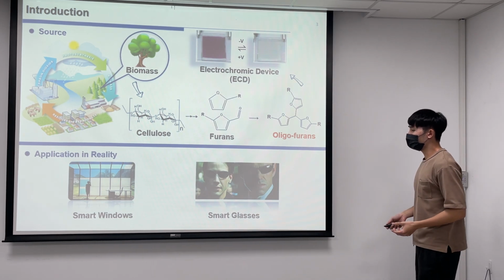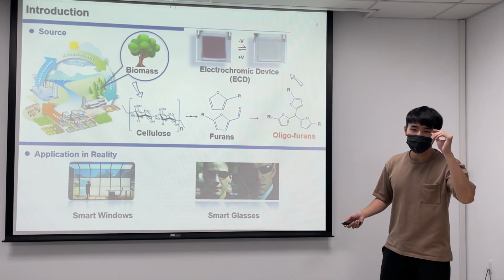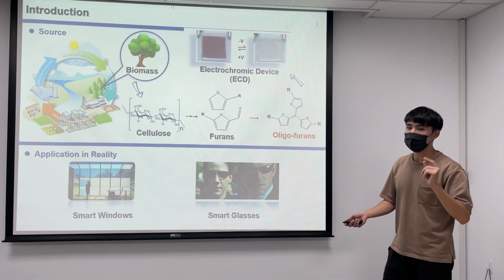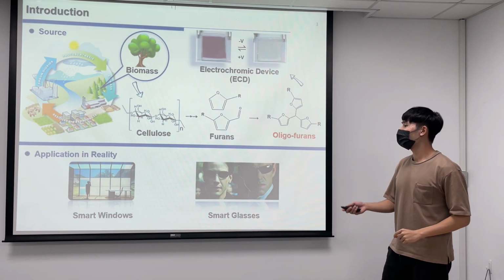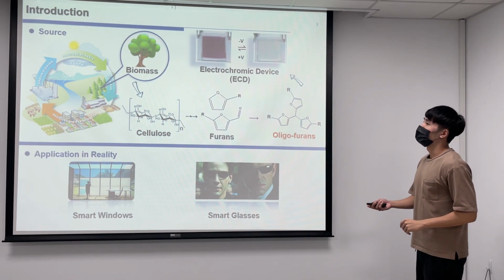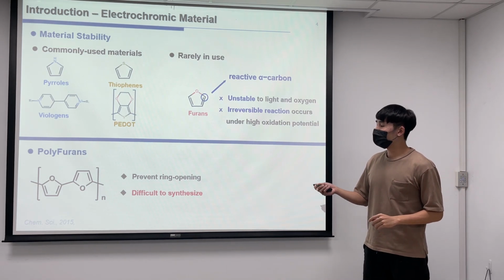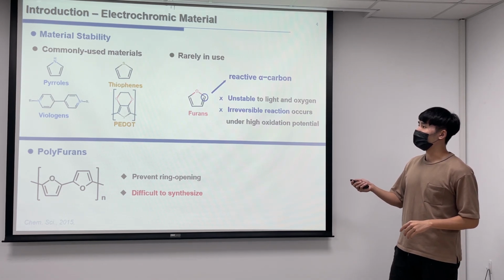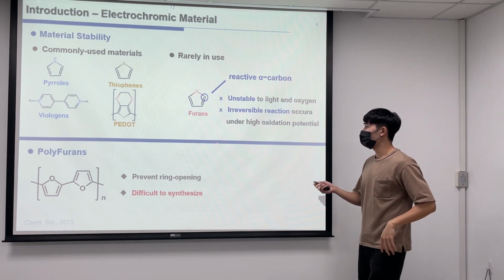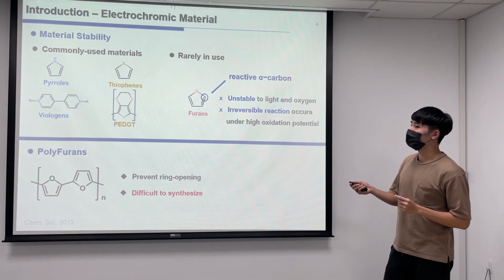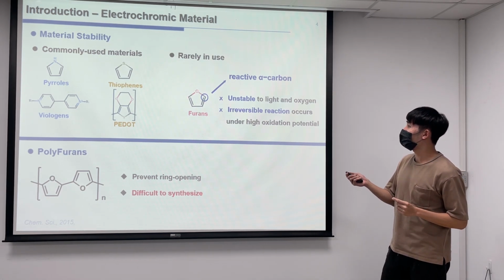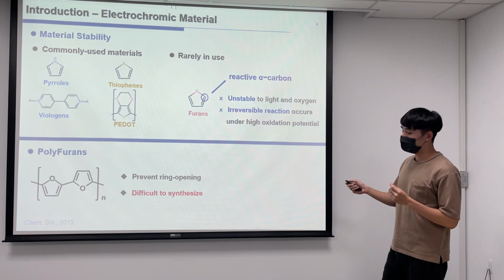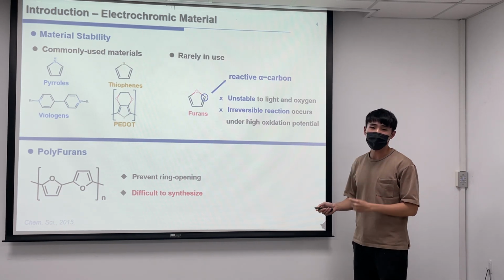Another is smart glasses. We all know that sunglasses can block out sunlight, but smart sunglasses really block the light when the sun is strong. For others, they are like normal glasses. In these products, organic materials are commonly used for electrochromic devices. Furan has a similar structure, but it is very rarely used due to its alpha position carbon. What does that tell us? It becomes unstable and goes through irreversible reactions under the oxidation potential.